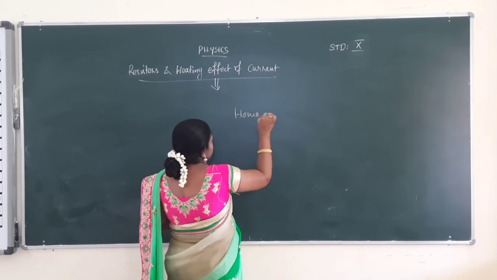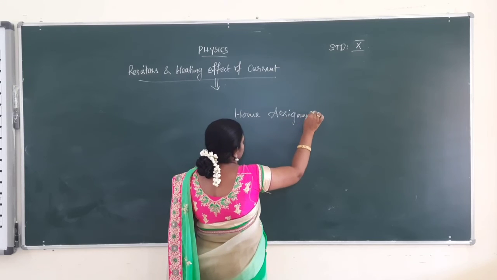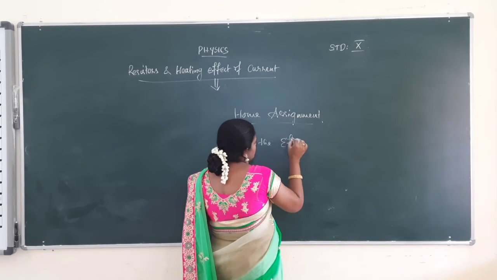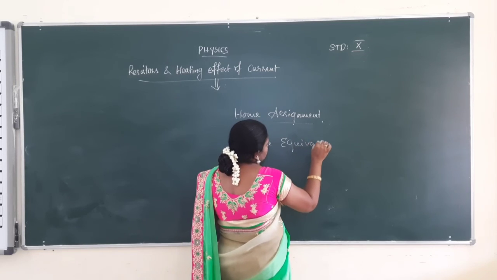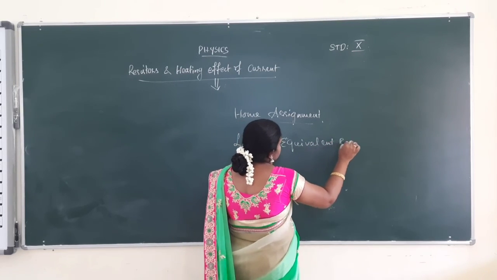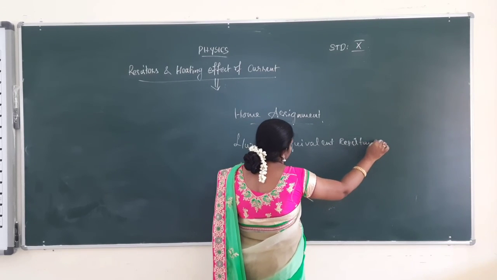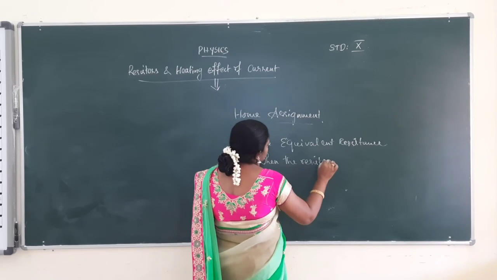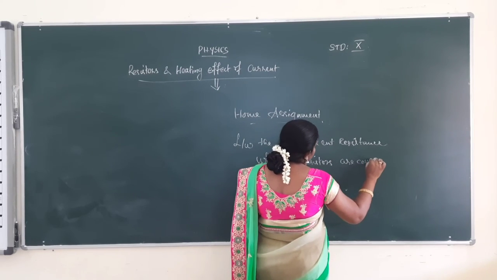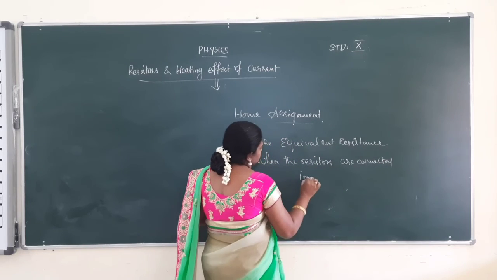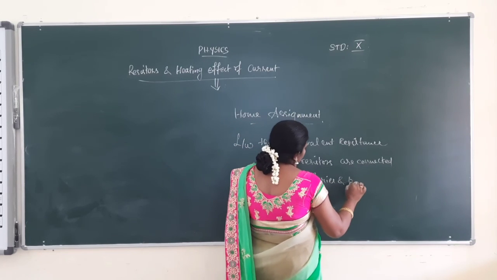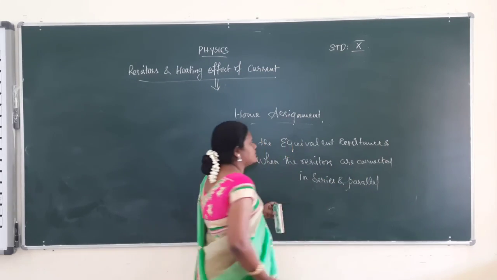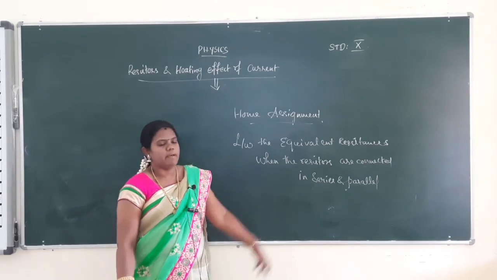Home assignment. Learn and write the effective resistance or equivalent resistance when the resistors are connected in series and parallel. You have to calculate the equivalent resistance. So learn and write the equivalent resistance when the resistors are connected in series and parallel. Okay, thank you.